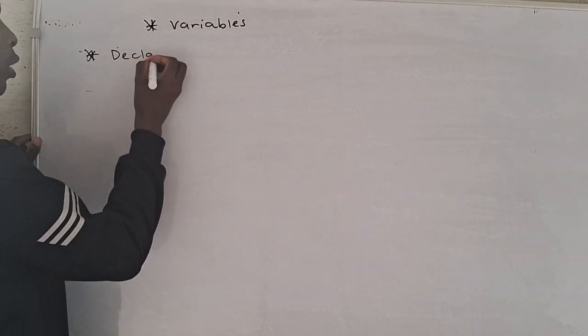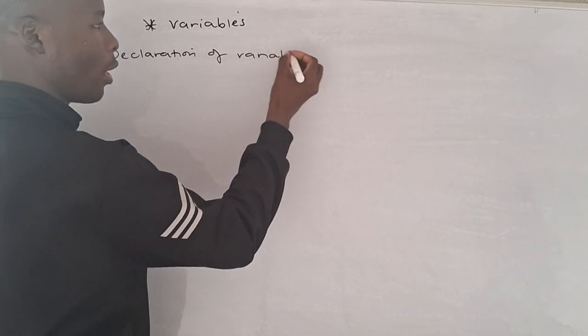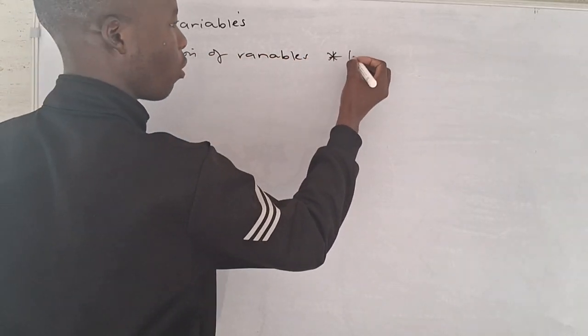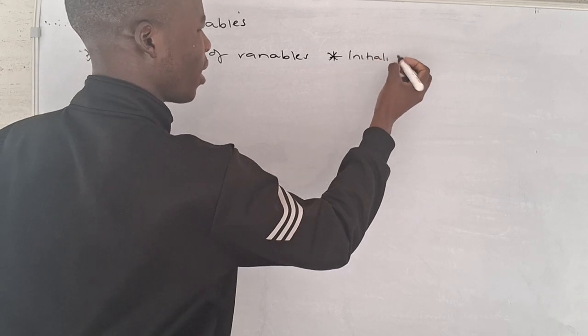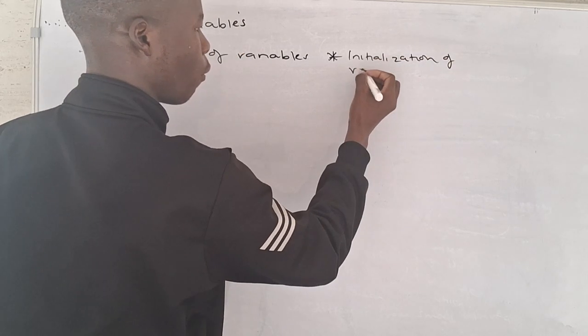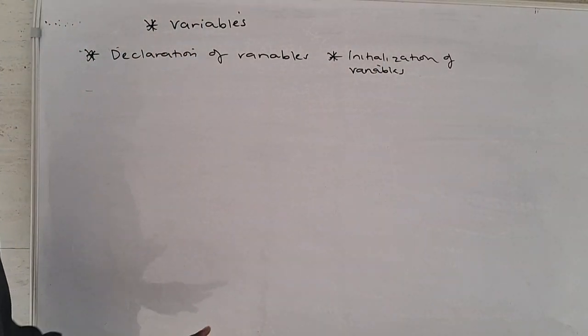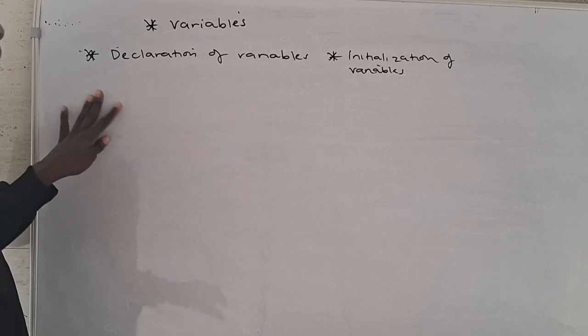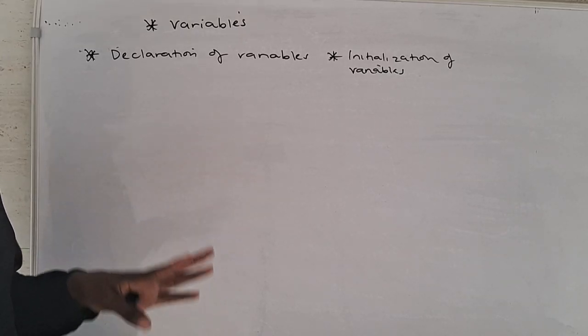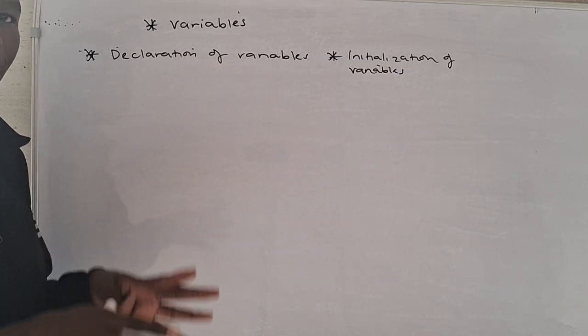We have what we call declaration of variables, and we also have what we call initialization of variables. Very, very important. Let's say you are writing a C program and you want to use a variable, maybe you want to store something. You want to store a value in that particular variable. What are you supposed to do? You are supposed to declare the variable first.